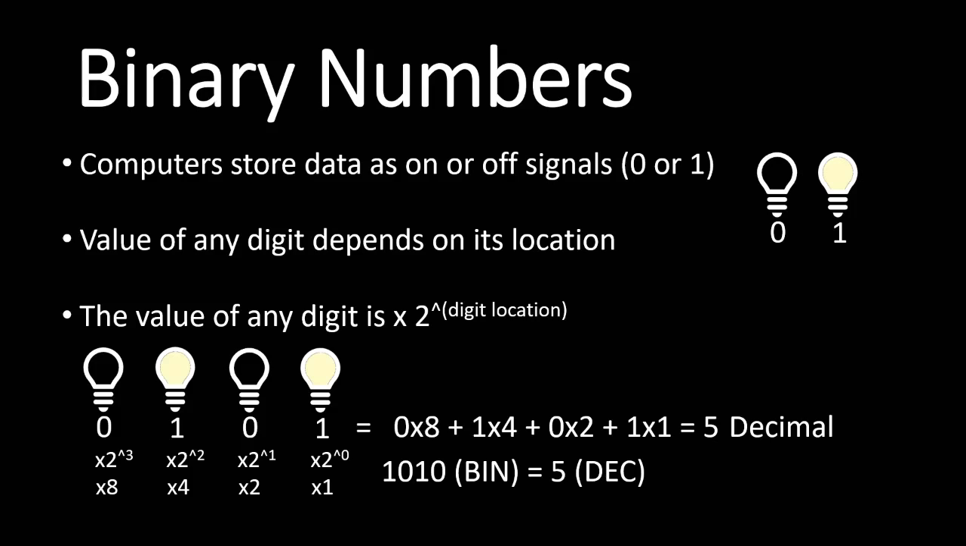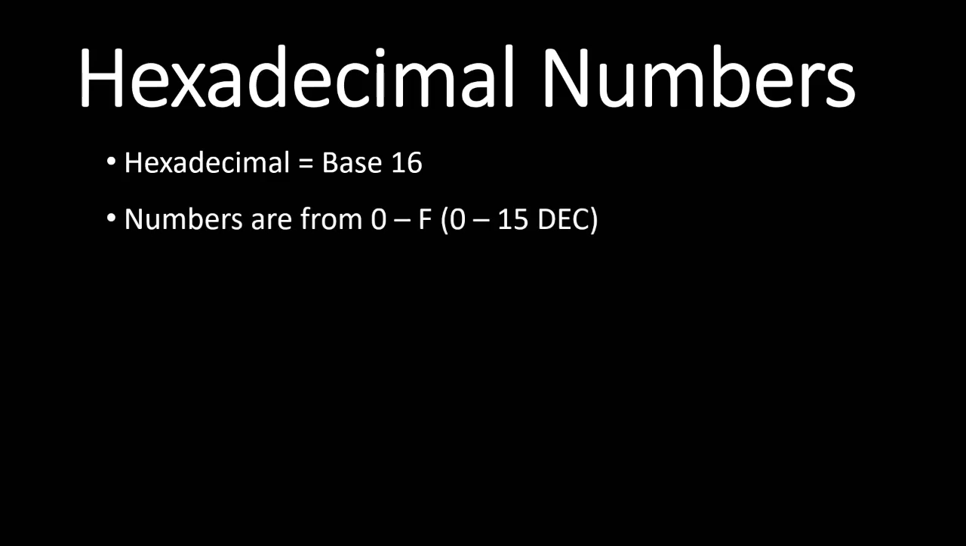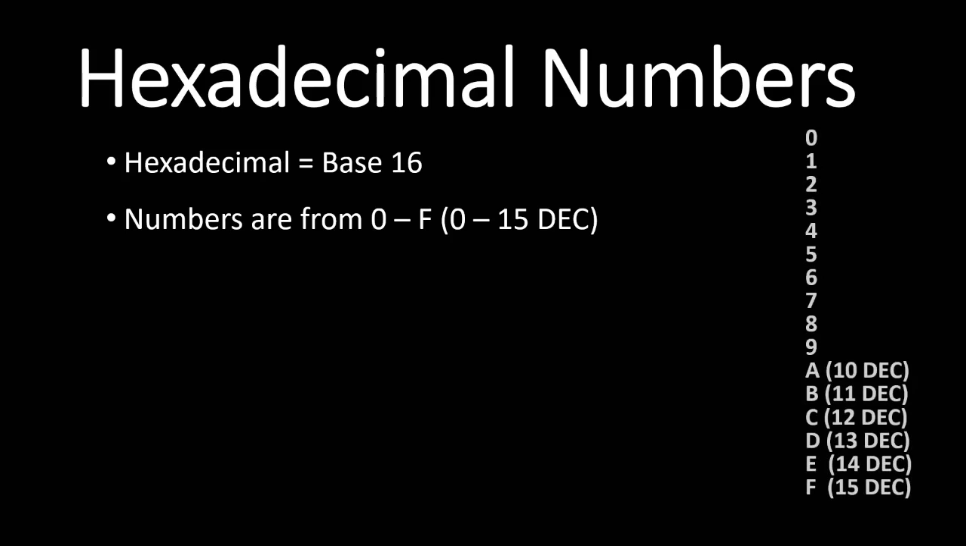If this is clear to you, we can move to the next numbering system, which is hexadecimal numbers. Hexadecimal means 16. So when we say hexadecimal number, this means this number is to the base 16. And similar to decimal and binary, hexadecimal numbers are from 0 to F or from 0 to 15 decimal. So how does this work? What is F? Let's look into the details of these numbers.